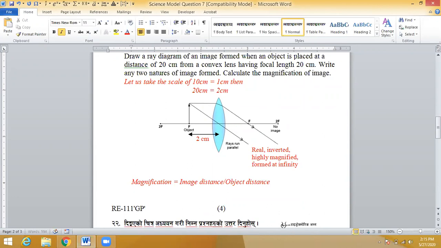Now, what comes here is, the image distance is very far, so it is infinity, right? It is infinity. So I have to find the symbol of infinity.